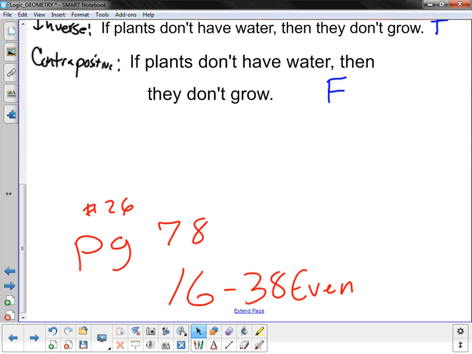So now what should you be able to do? You should be able to do assignment number 26 on page 78, 16 to 38 even. You're just doing this kind of stuff. Get going.